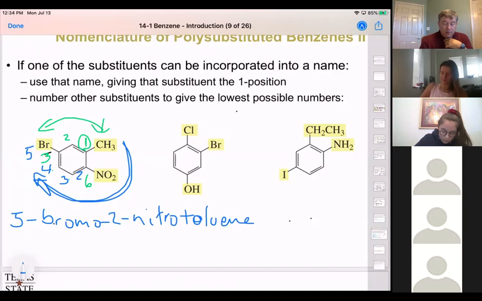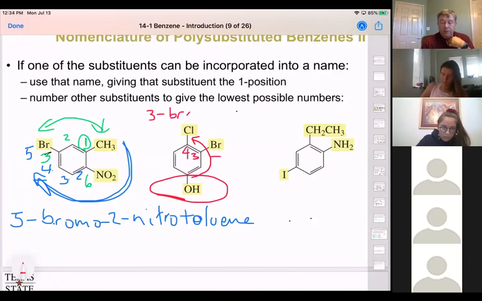If we look at the next one here, we have an OH which changes the name to phenol. This direction is going to give us our 3 and our 4 position as the 2 lowest positions. So we now do it in alphabetical order. We have 3-bromo, 4-chloro, phenol.